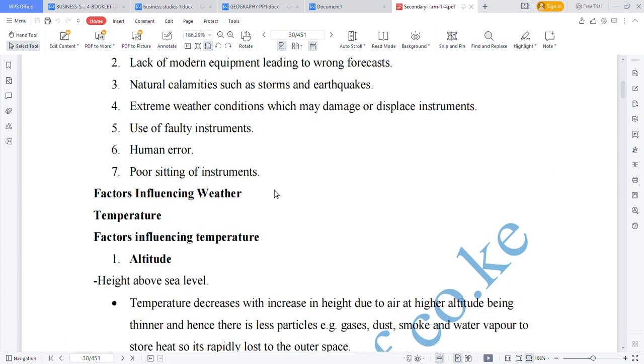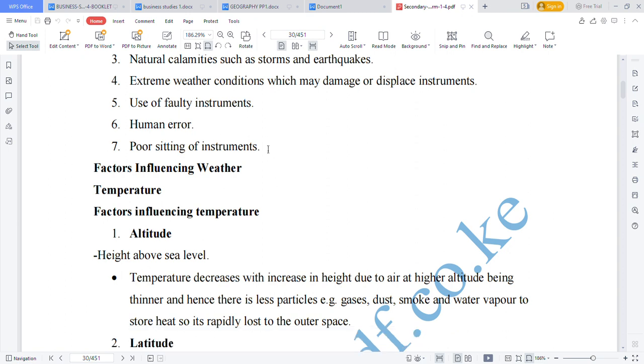Number 5, use of faulty instruments. Faulty instruments here simply means damaged instruments or instruments that are not set accurately. They give you faulty results or wrong results. Then another factor which is very common is human error. Then poor setting of instruments. So those are some of the factors that affect weather forecasting.